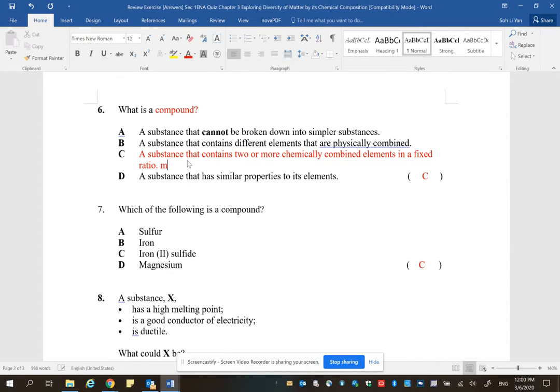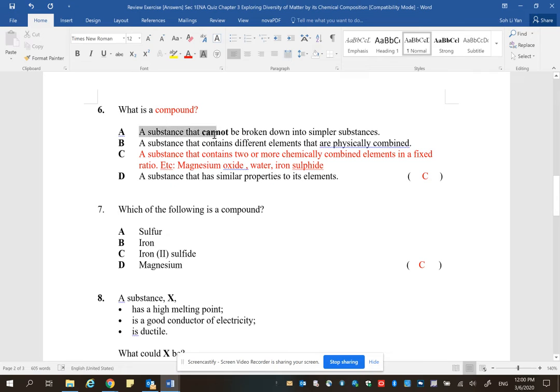An example would be magnesium oxide. I will write it down here for you. Magnesium oxide, which is a compound. What other compounds can you think of? Magnesium oxide, water, iron sulfide. All these are examples of compounds that you have learned before. You realize they are made up of chemically combined elements. There must be a chemical reaction that takes place.